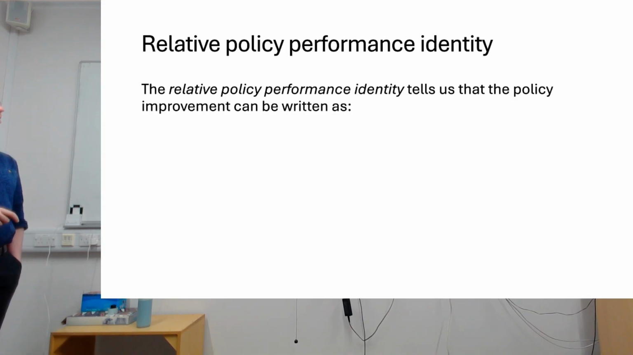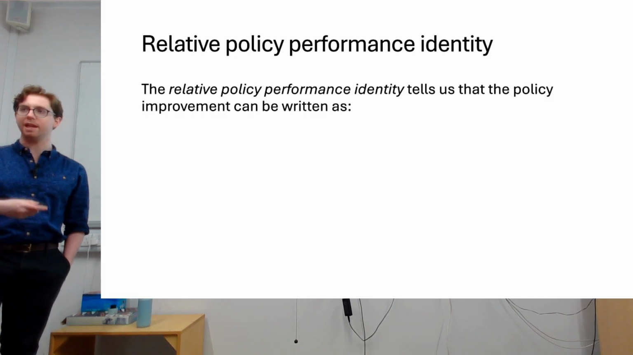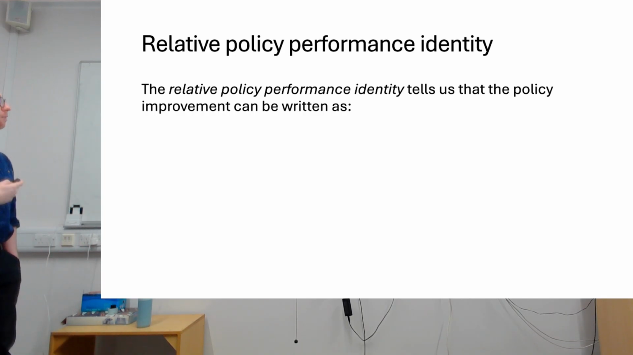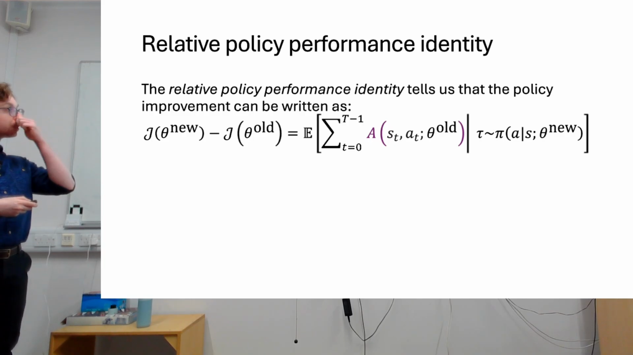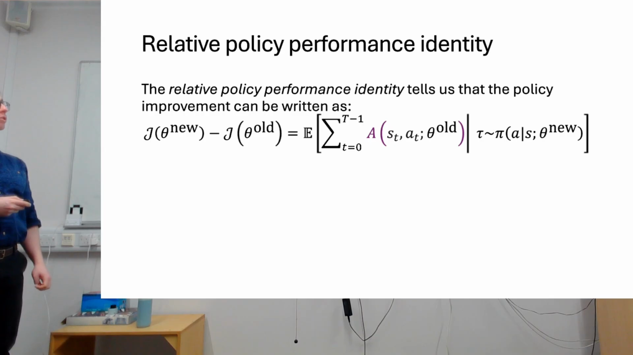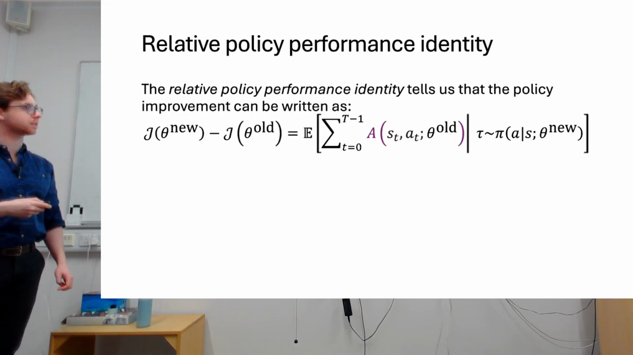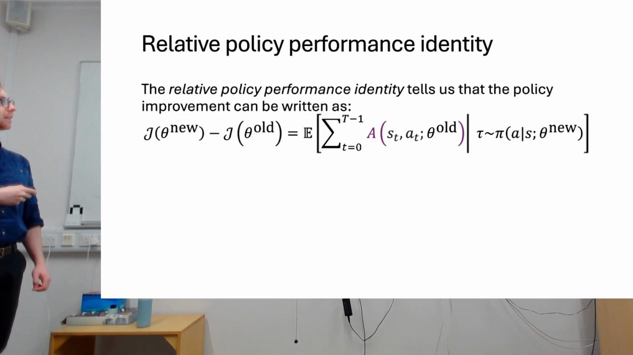So the relative policy performance identity tells us that the policy improvement, which remember is just J theta nu minus J theta old, can be written as an expectation. So let's break this down. This is the policy improvement, J theta nu minus J theta old. What's going on here? I'm taking an expectation with respect to trajectories that are sampled according to my new policy, right? So if I sample a bunch of trajectories according to my new policy, that's the expectation I'm taking here.